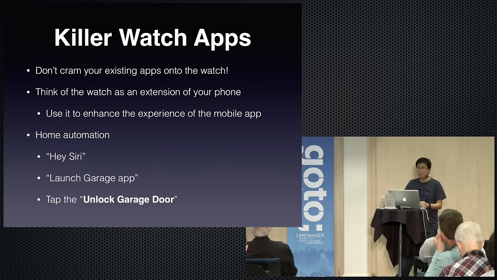So things like you can actually unlock your garage door very easily using Siri, and then you can press the button, talk to your phone, activates your home automation project, and so on and so forth.